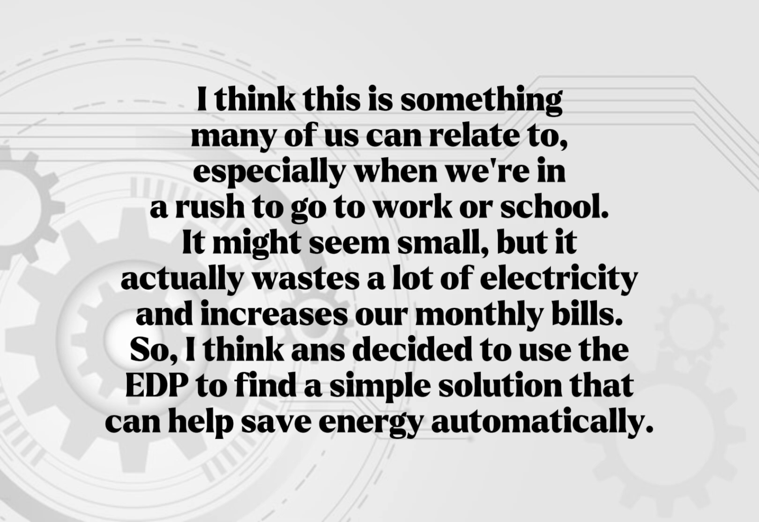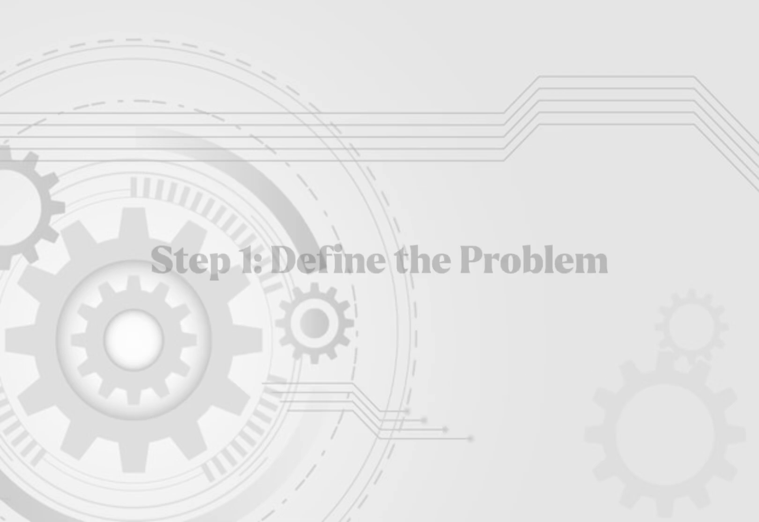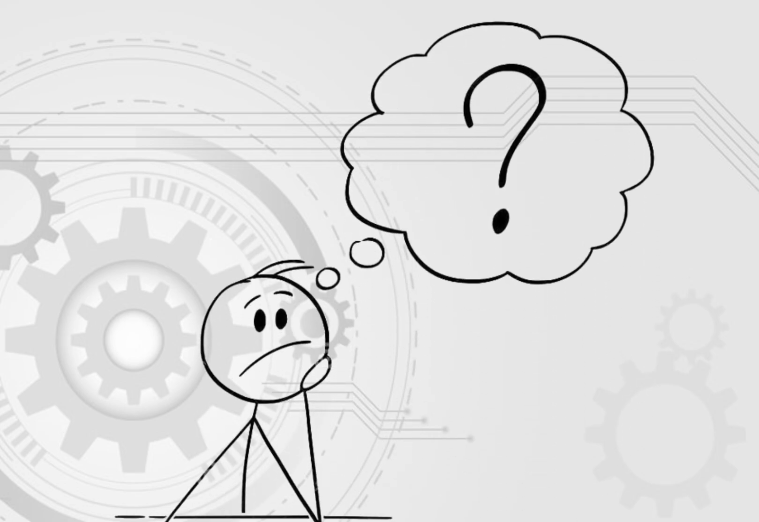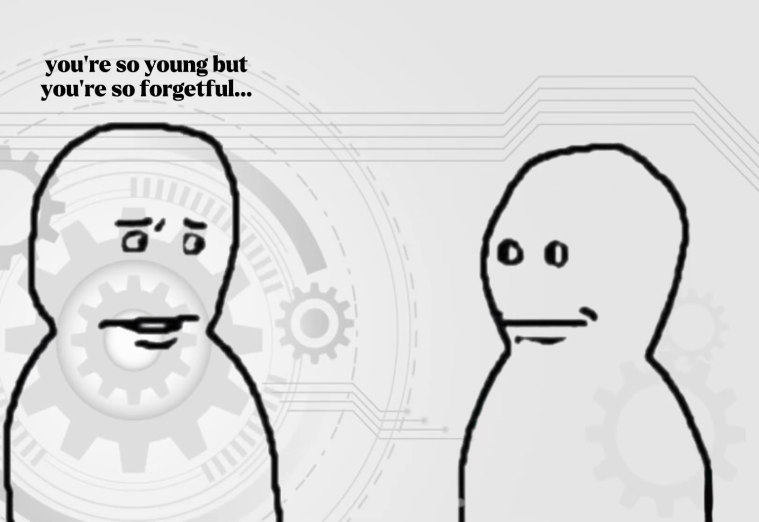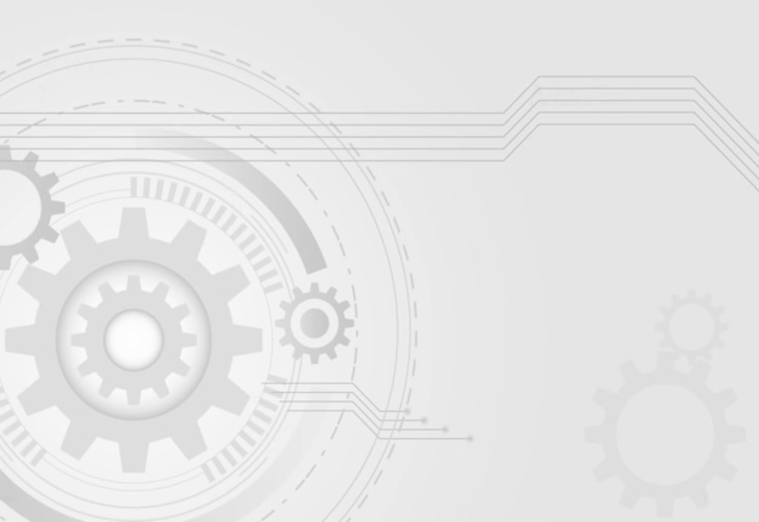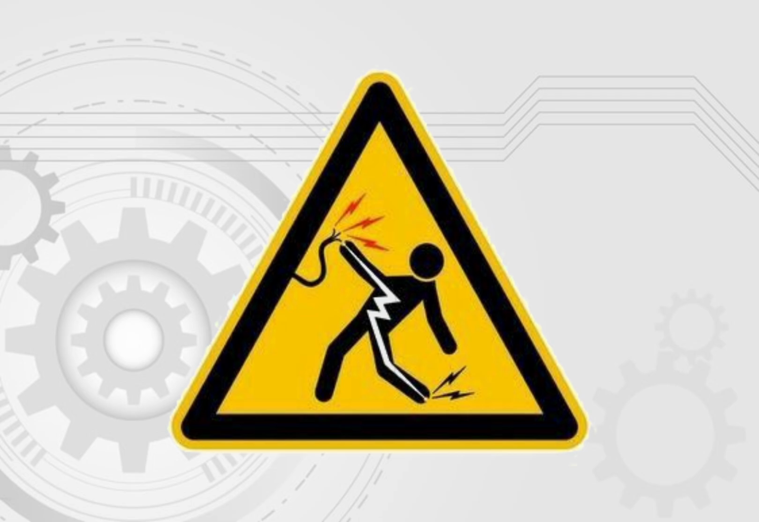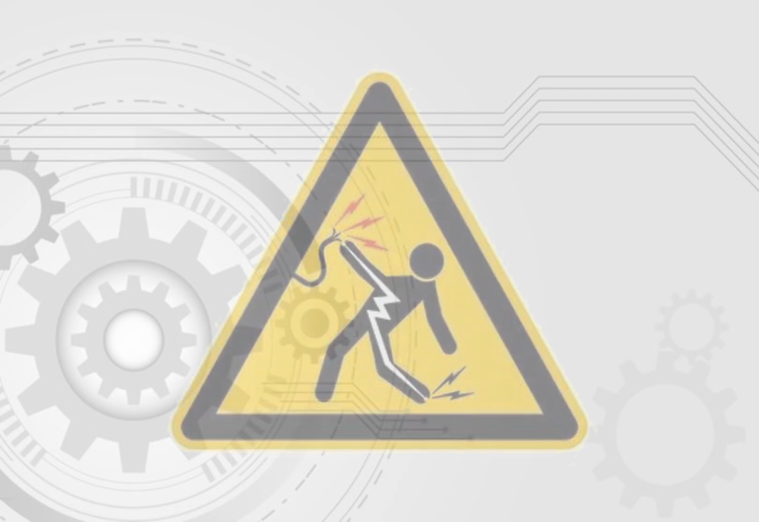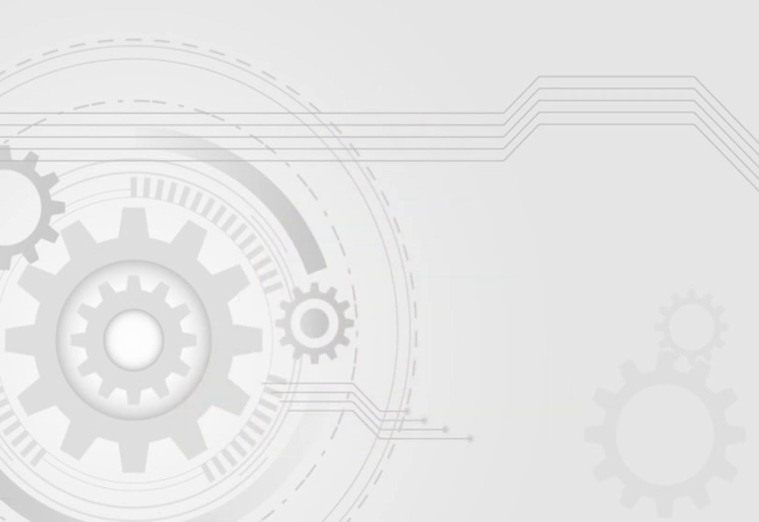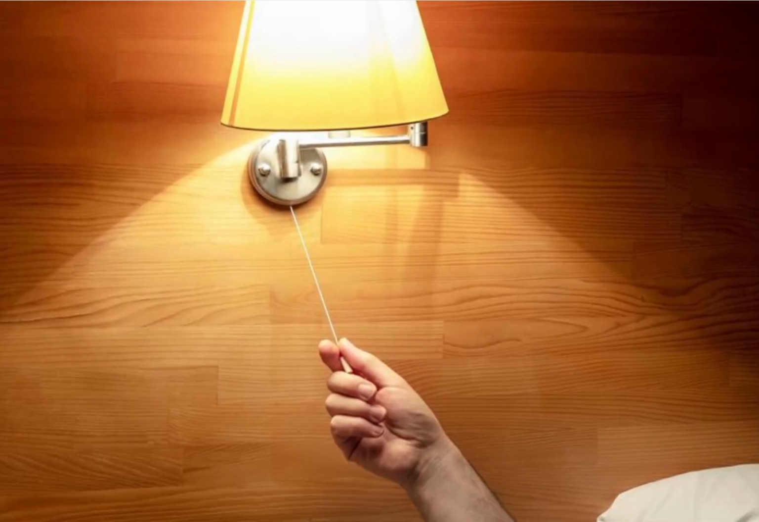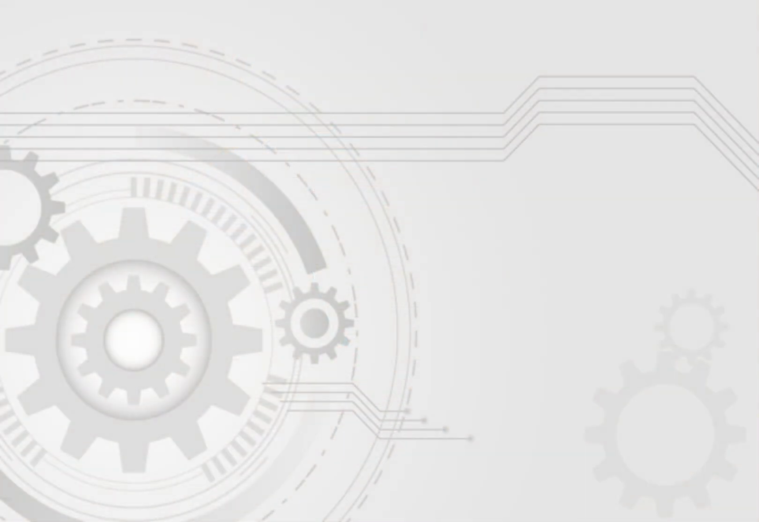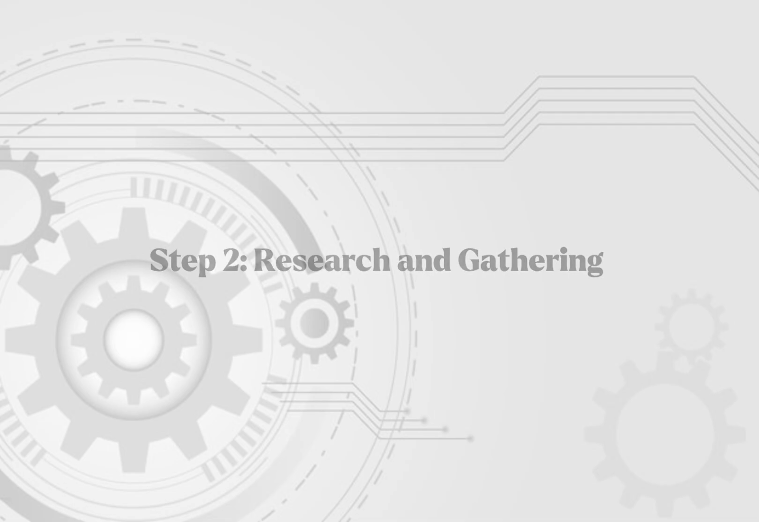So, I decided to use the EDP to find a simple solution that can help us save energy automatically. The first step is defining the problem. The main issue I noticed is that many people, including students like me, often forget to turn off their lights before leaving. This habit not only wastes electricity but also adds to the country's energy demand. So my goal here is to create something that can automatically turn off lights when no one is in the room.